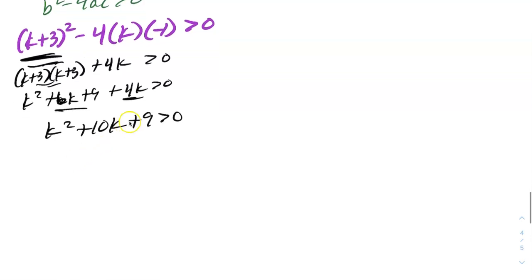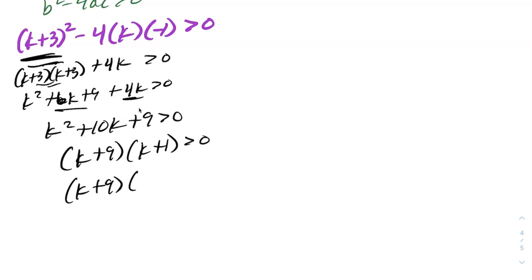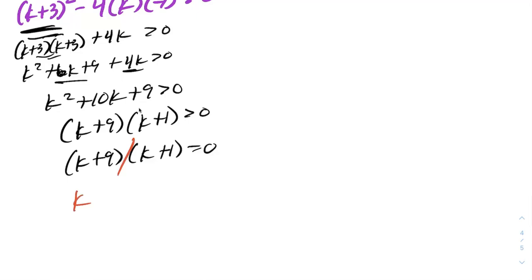So now I just have to factor, or use the quadratic formula if you must. I need two numbers that multiply to get 9 but add to get 10, so it's 9 and 1. K plus 9, k plus 1 is greater than 0. Now remember, the way we solve a quadratic inequality is we set it equal to 0, and then we graph it, or do a sign chart, or use test points. So my x-intercepts are negative 1 and negative 9.